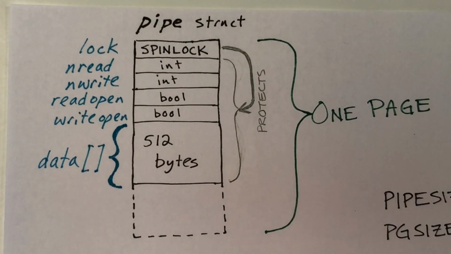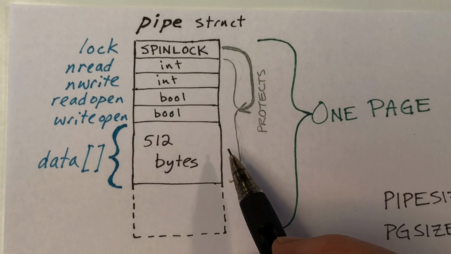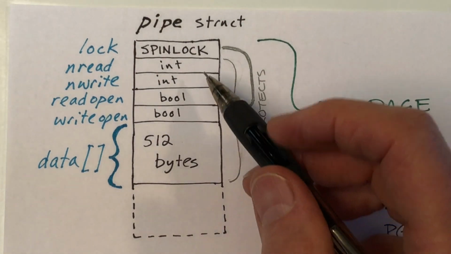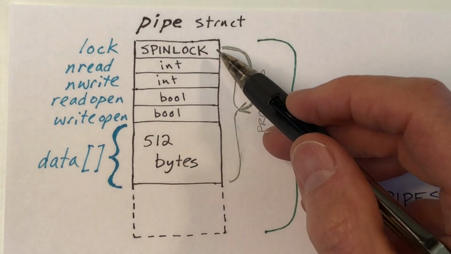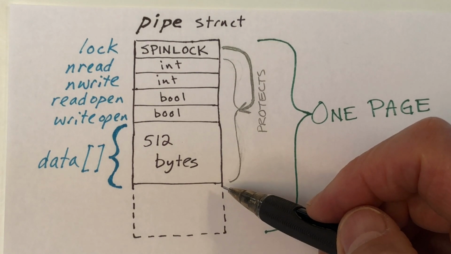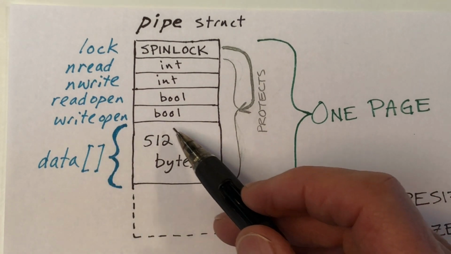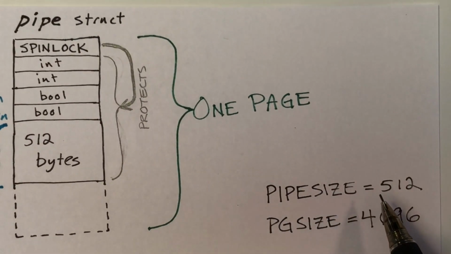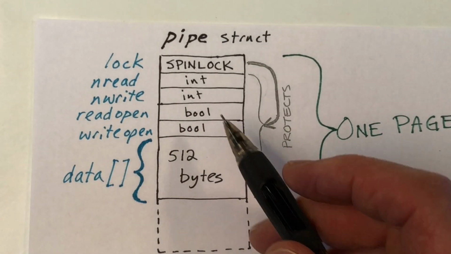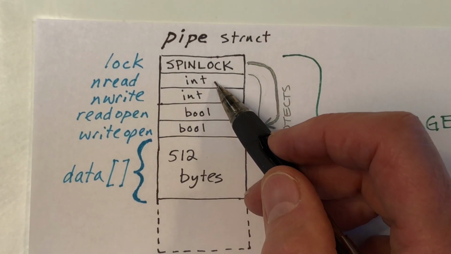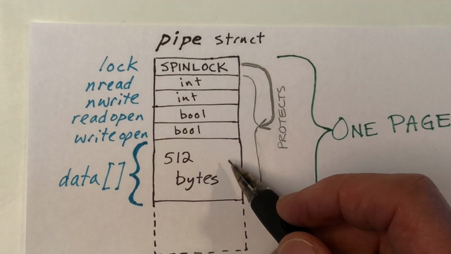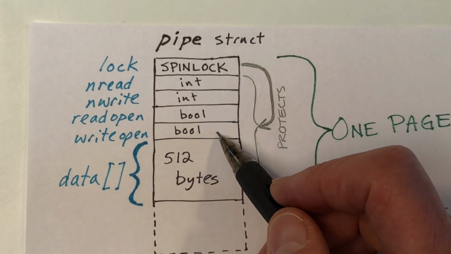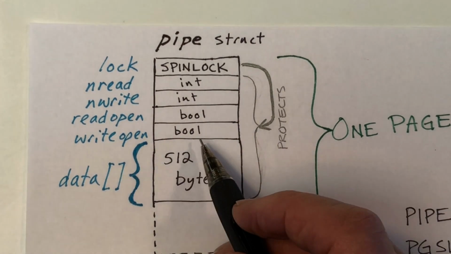For every open pipe, the kernel will allocate and use exactly one structure of type pipe, which I'm showing here. So this structure has a spin lock, and that spin lock protects all the remaining fields in the structure. It has a buffer, and that buffer is 512 bytes in our case. The actual size is determined by a constant, which is defined to be 512. And it has two indexes, read and write, which tell where in the buffer we are, and a couple of Boolean flags called read open and write open, which I will discuss a bit later.